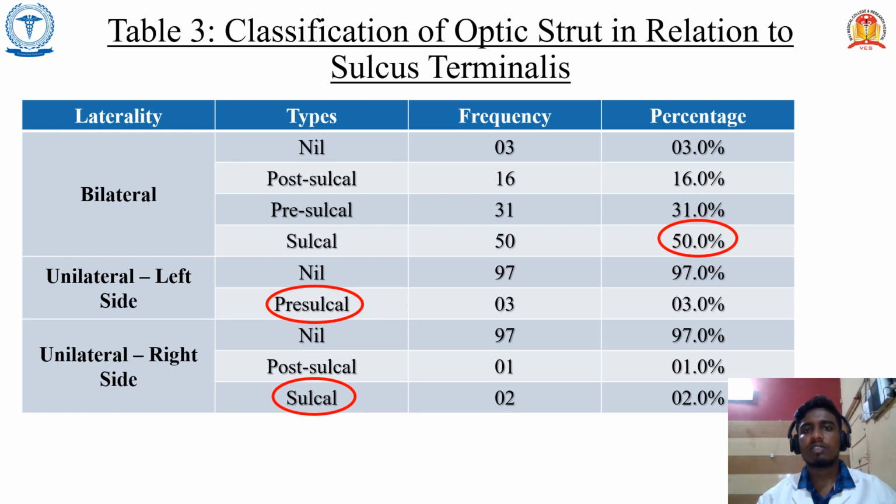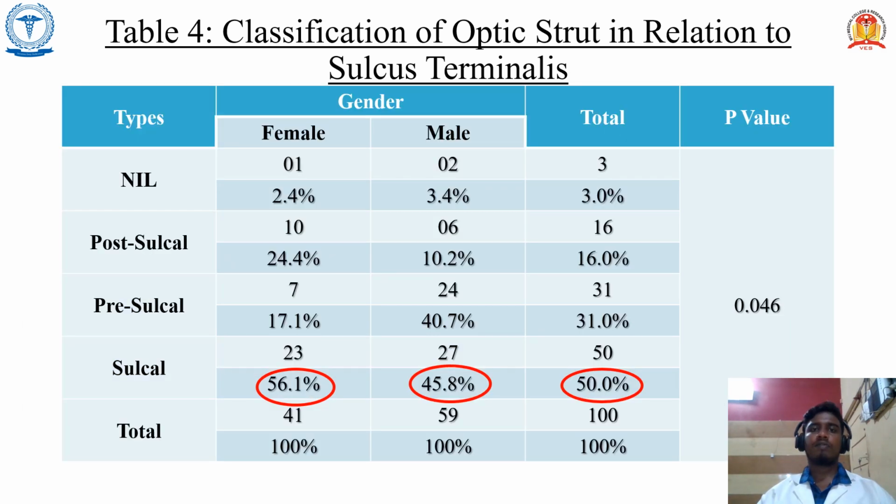3% of cases showed presence of unilateral pre-sulcal variation on the left side, whereas on the right side post-sulcal variant and sulcal variant were observed in 1 and 2 cases respectively. Table 4. There were significant gender differences in the type of optic strut observed in males and females. Asymmetric optic strut was observed in 3% of cases, of which 2 were males and 1 was female. Symmetric optic strut was observed in 97%, with sulcal variety as the commonest in both males and females, accounting for 50%.